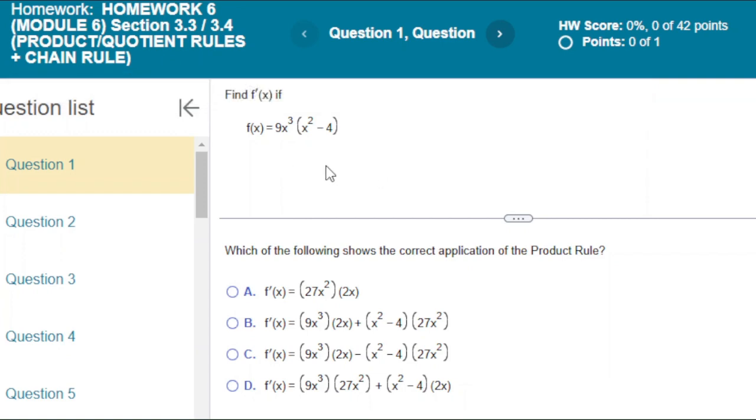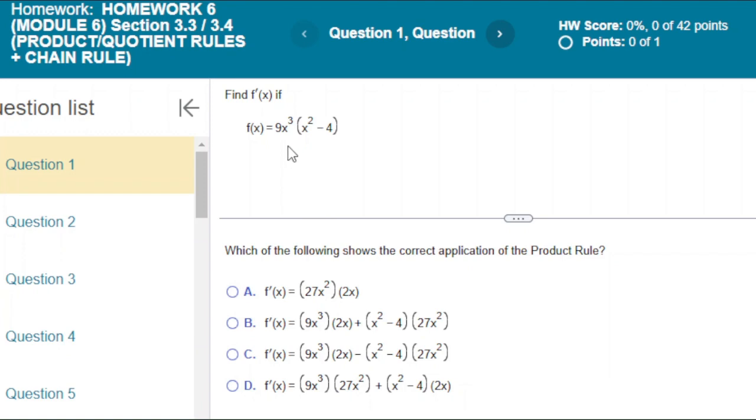Okay, so the first one says, find f prime of x if f of x is 9x cubed times x squared minus 4. So we have a product of two functions here. And the thing is, we can't do the derivative just by doing the derivative of the first part times the derivative of the second one. So in other words, the answer is not going to be 27x squared times 2x, right? So notice answer A here is wrong.